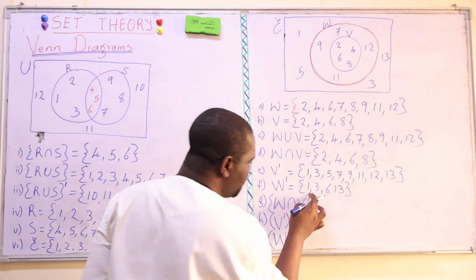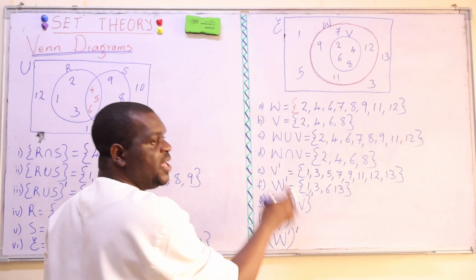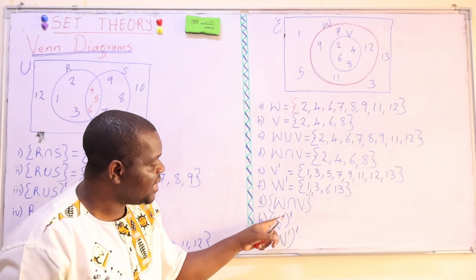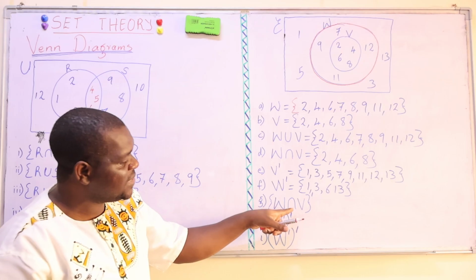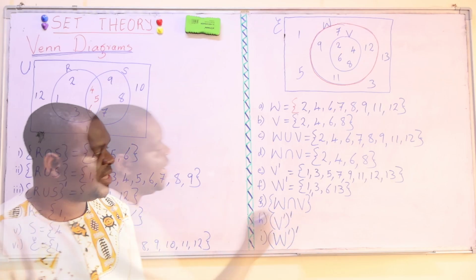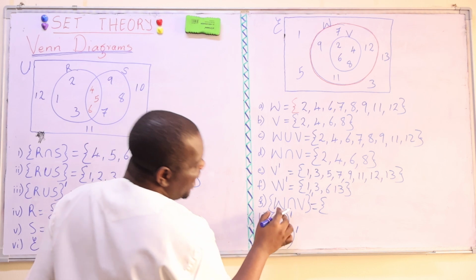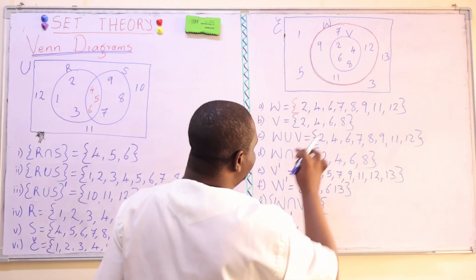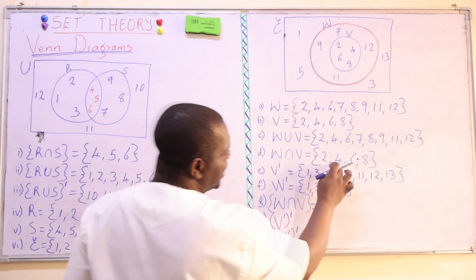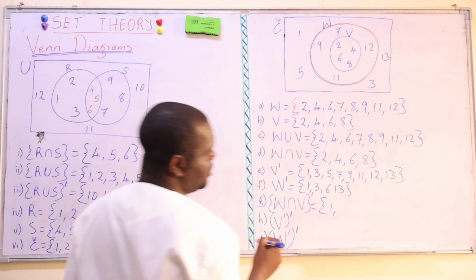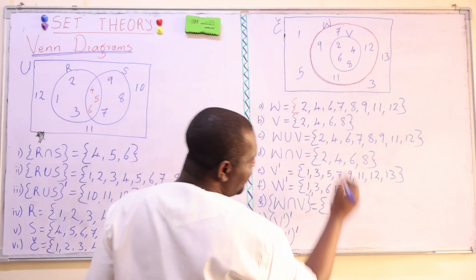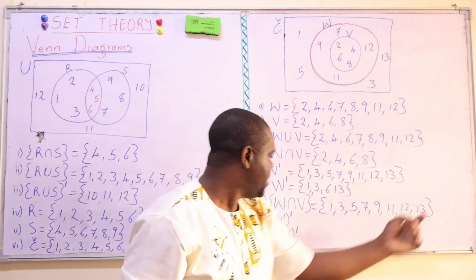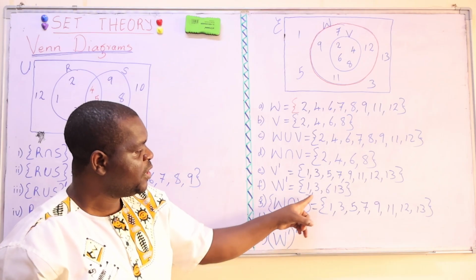Let's go to the next, which is W intersection V complement. W intersection V complement means elements that are in the universal set but absent in the set W intersection V. And good enough, we were able to find W intersection V here. So which are the elements absent from here but found in the universal set? We just look at this and list them. 1 is in the universal set, 3 is here, 5, 7, 9, 11, 12, 13. These are the elements in W intersection V complement.